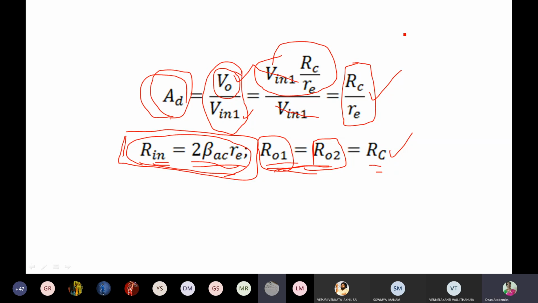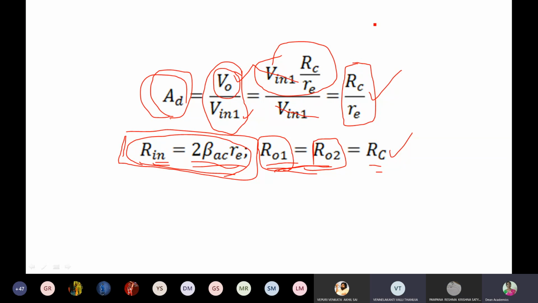Single input unbalanced output differential amplifier. Yes. Now, how do we carry out single input unbalanced output differential amplifier? What will be the circuit diagram? Giving only single input and taking output at the other terminal.